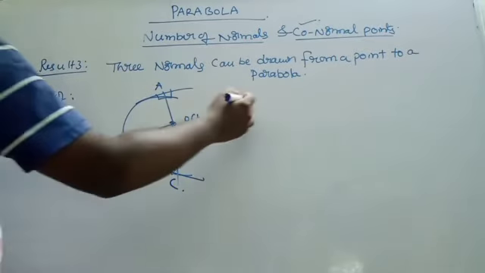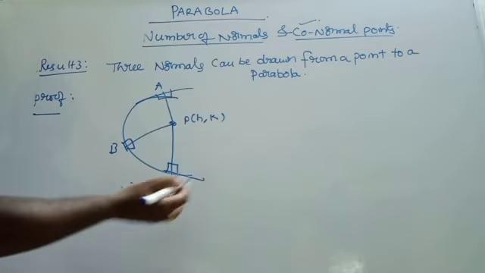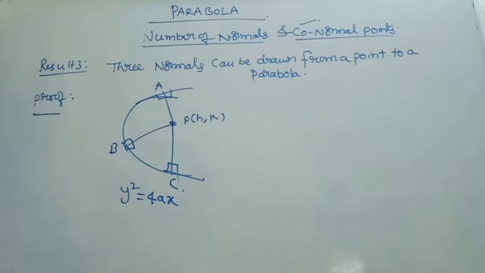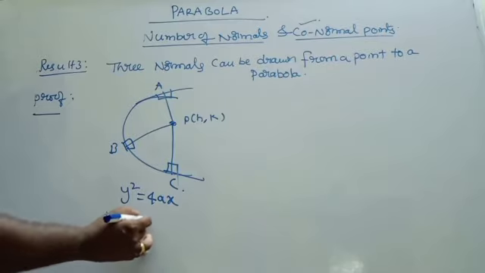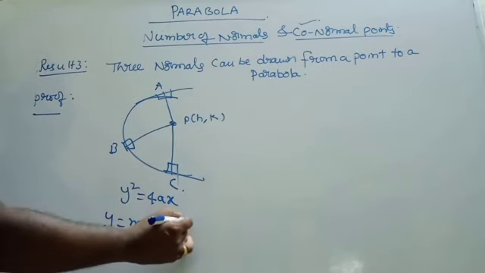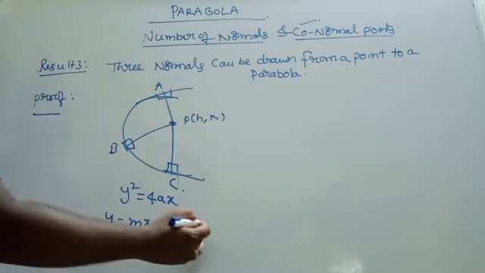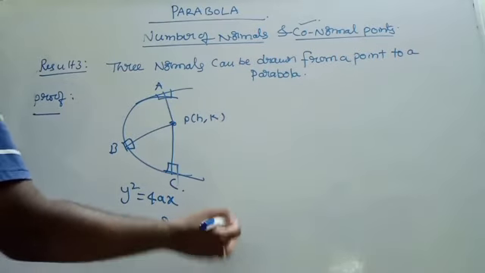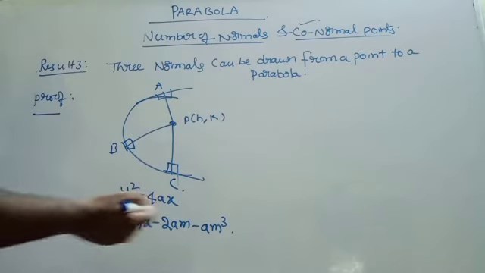This is the parabola we are having, my dear students: y square is equal to 4ax. And the equation of the normal, you know, we have already derived for this parabola: y is equal to mx minus 2am minus am cube. Y is equal to mx minus 2am minus am cube is the equation of the normal.